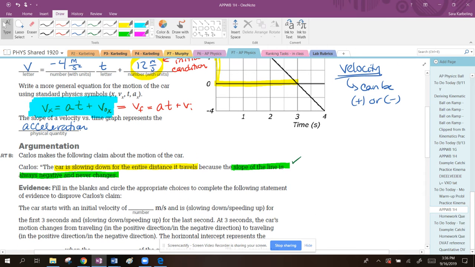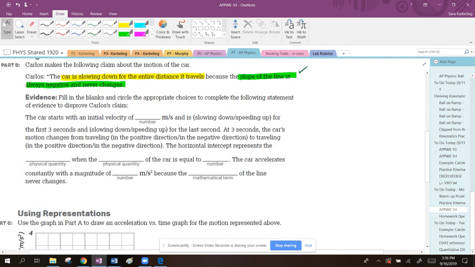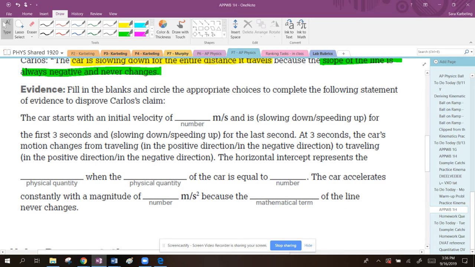So before we even look at this evidence business, do you guys agree with Carlos? 100%? Some way, somewhat, but not all the way, or not at all? Somewhat, right? The green part? Yeah, Carlos, you're right. But the conclusion that you're drawing from that, not quite right. All right, let's take a look at the evidence here. The evidence says, fill in the blanks and circle the appropriate choices to complete the following statement of evidence to disprove, because we know that that's now the right choice, Carlos's claim.